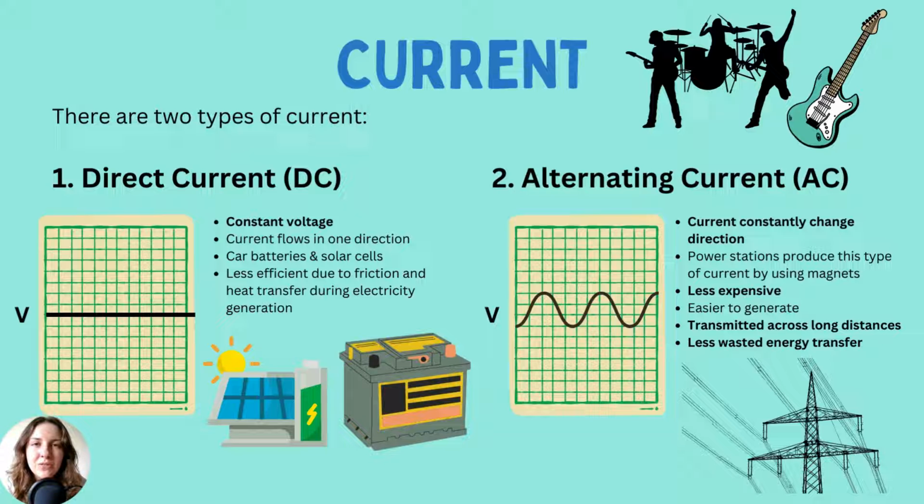So there's actually two different types of current that you need to know for GCSE. You have direct current or DC and alternating current or AC.